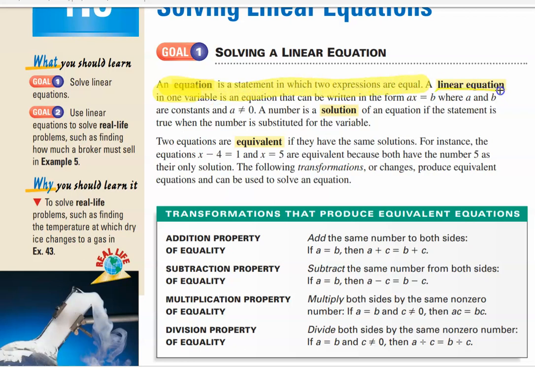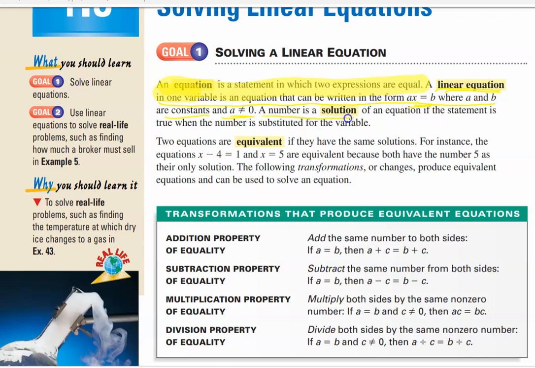A linear equation in one variable is an equation that can be written in the form ax equals b, where a and b are constants and a is not equal to 0. Constants being numbers like 1, 2, 3, 0.5, 0.6, square root of 7.